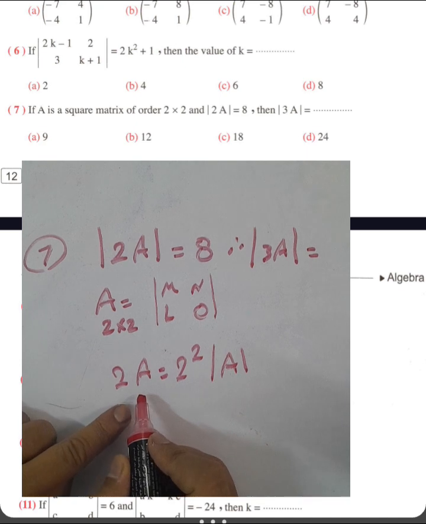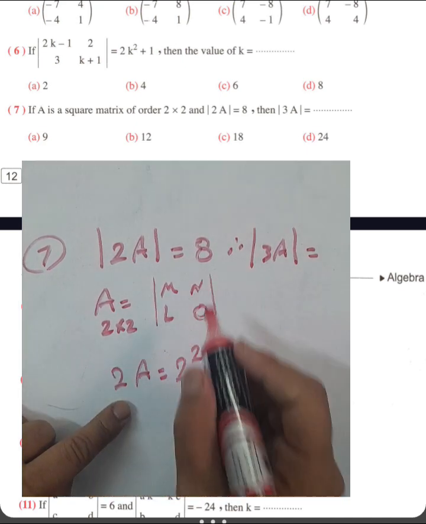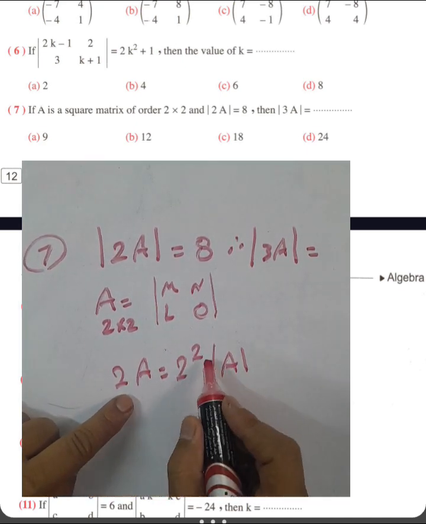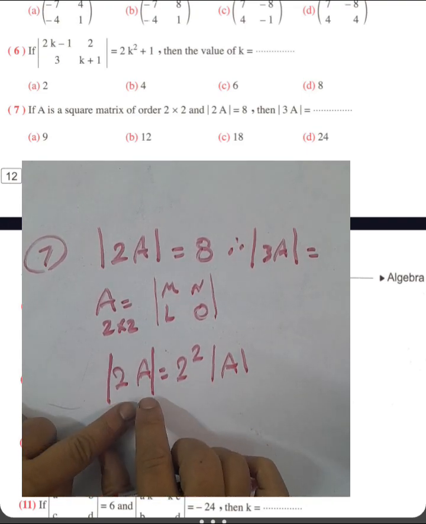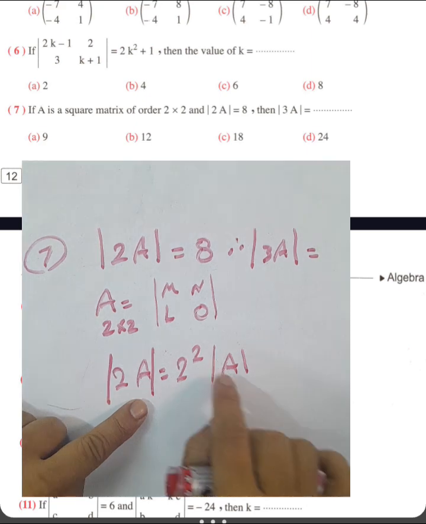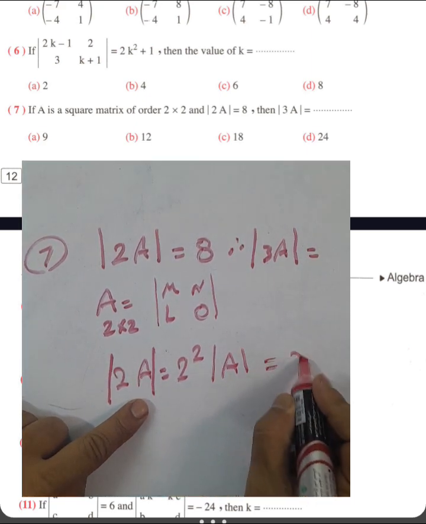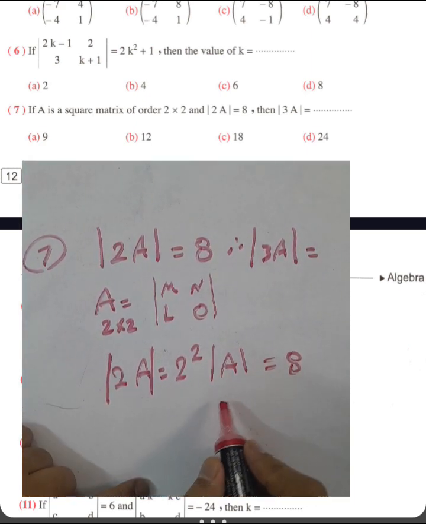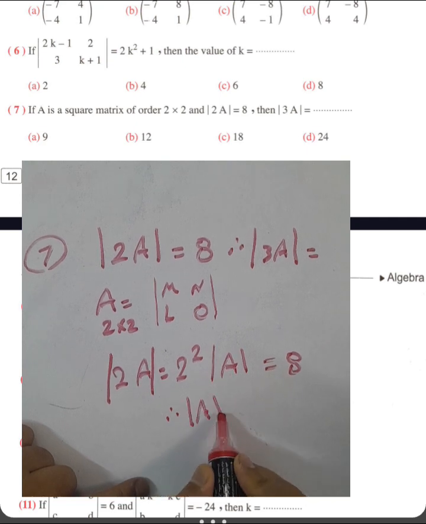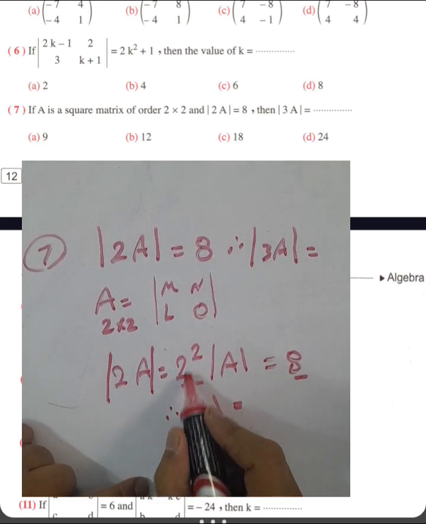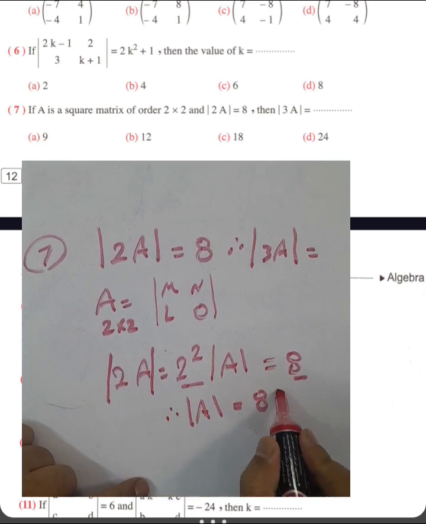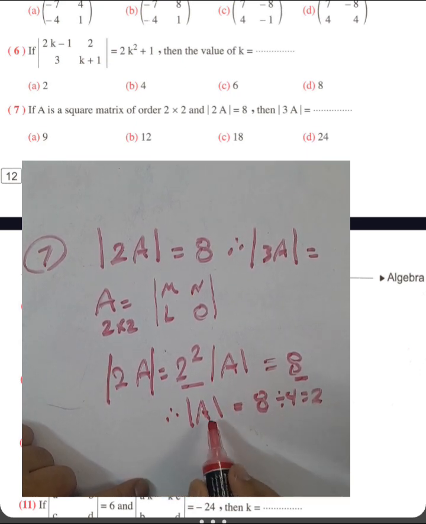The determinant of 2A equals 8. What does it mean? 2 power 2 here. The determinant of this matrix equals 2 power 2 times the determinant of A, and the result here is 8. Then we can find the determinant of A equals 8 divided by 4, since 2 power 2 equals 4. 8 divided by 4 equals 2. Then we get the determinant of A.